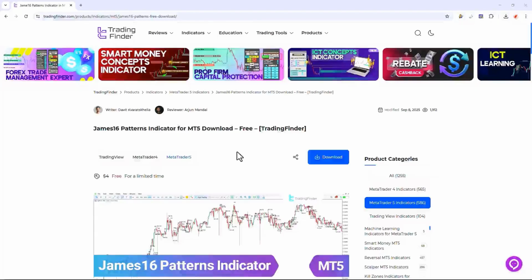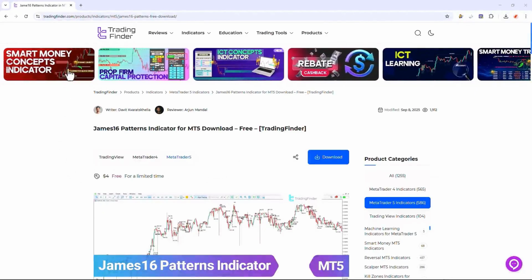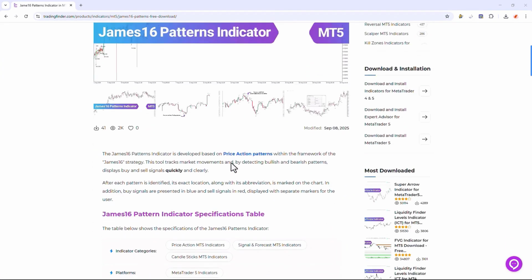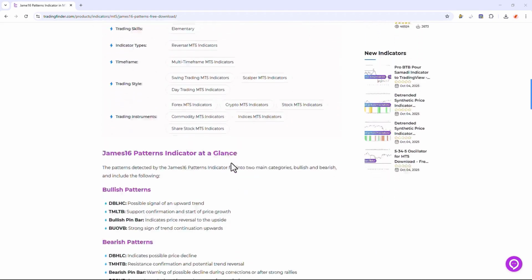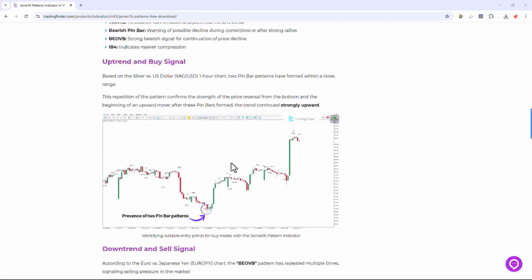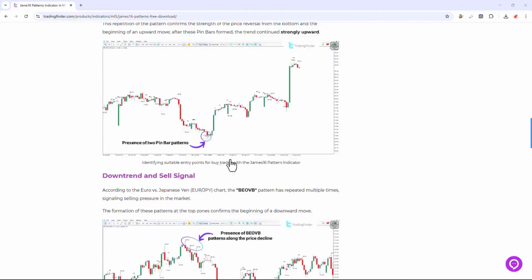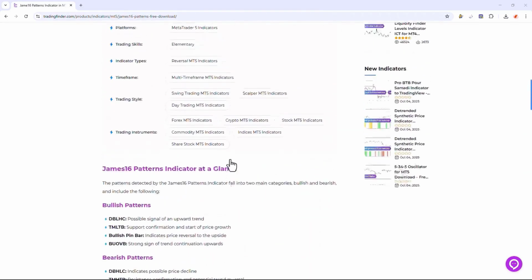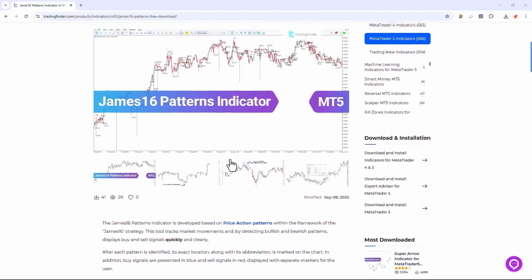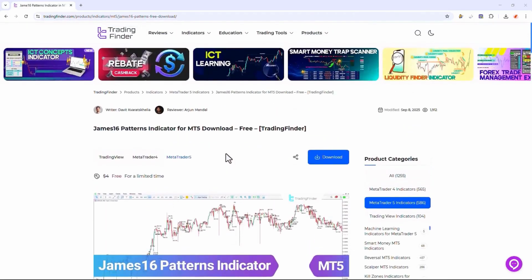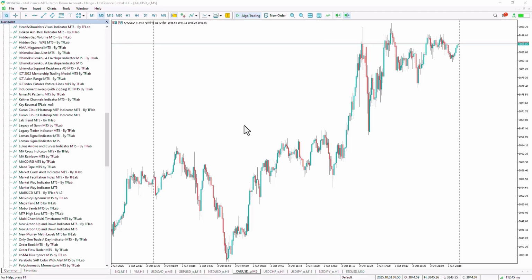The James16 Patterns indicator, which is provided on the TradingFinder website for various trading platforms, can be downloaded for platforms such as MetaTrader 4 and MetaTrader 5. Additionally, to learn how this indicator works, you can study this page. From the navigator section, simply select the indicator file and then run the file to display the indicator on your chart.